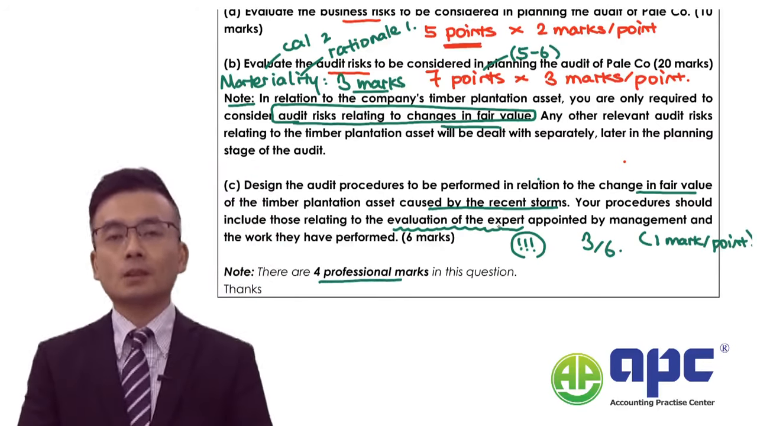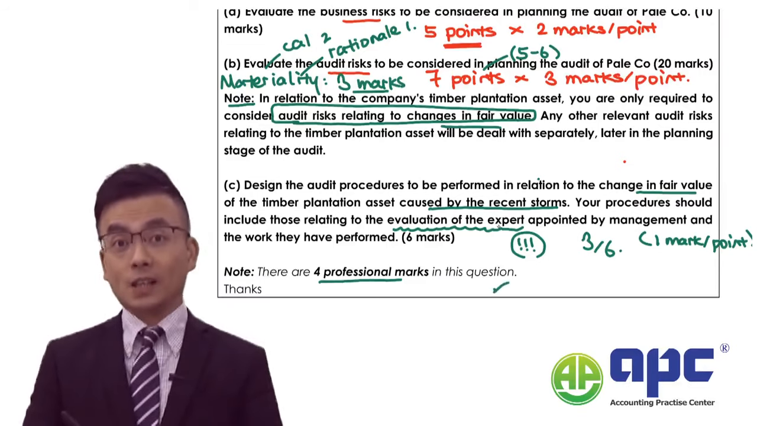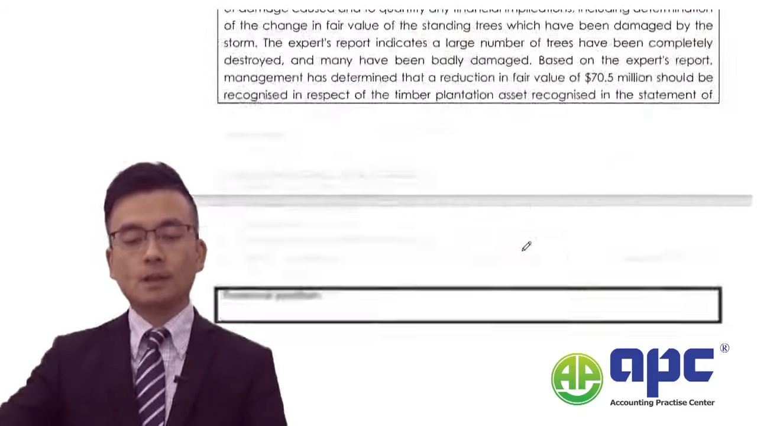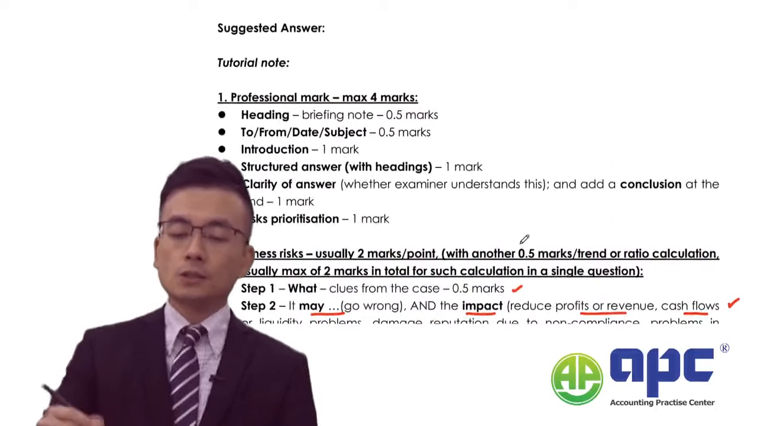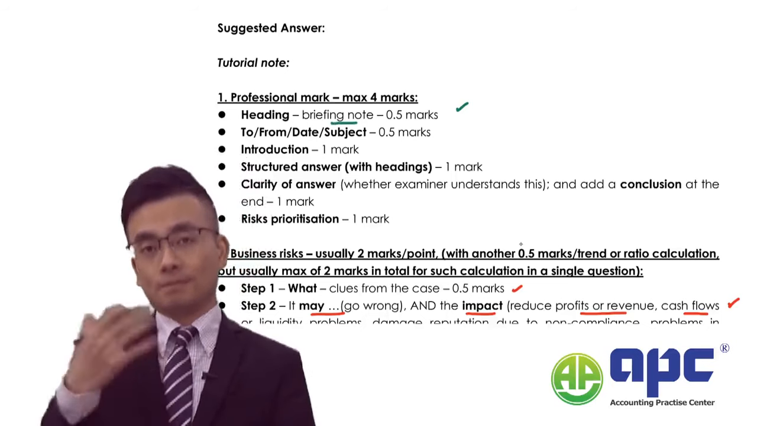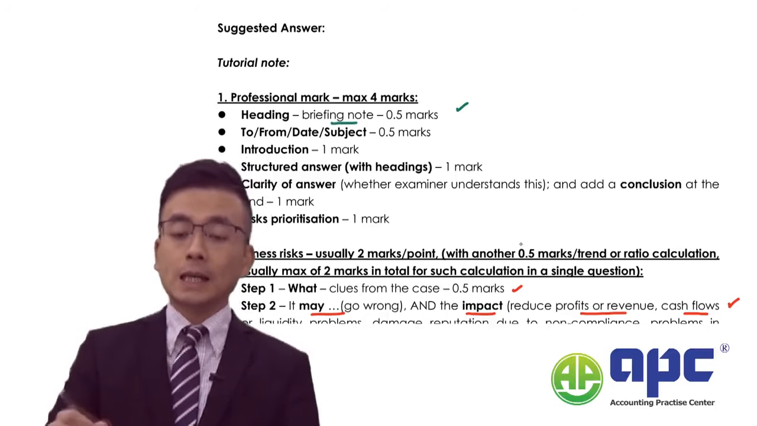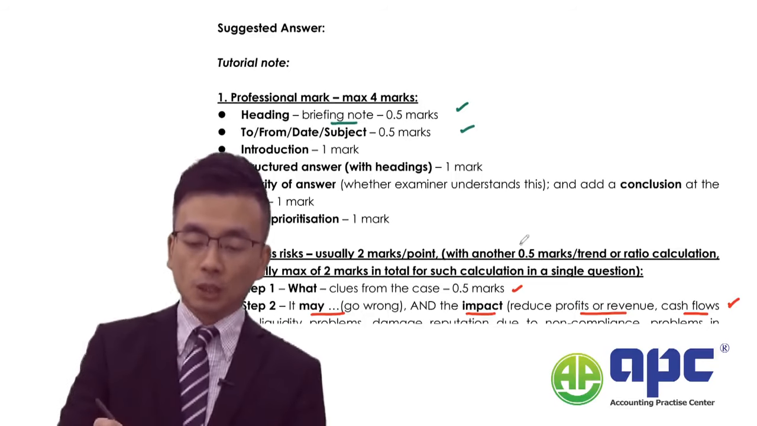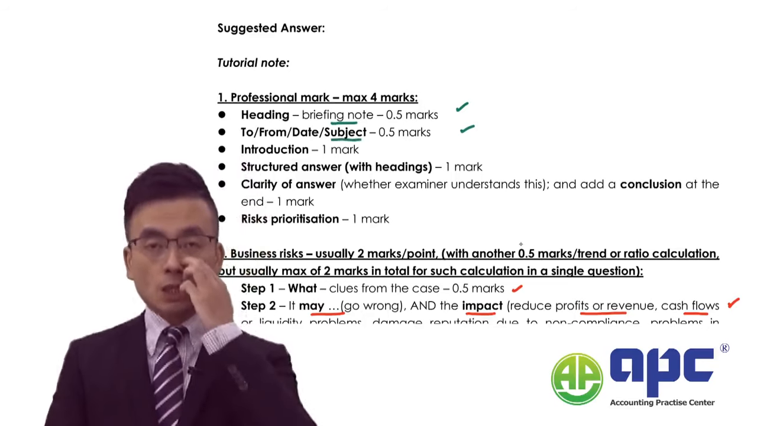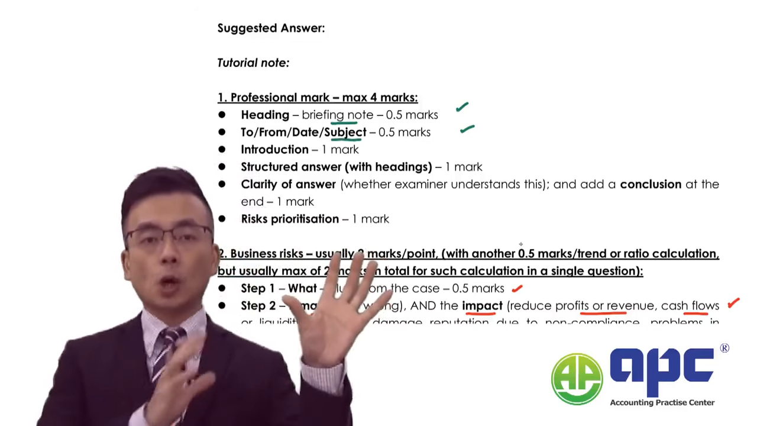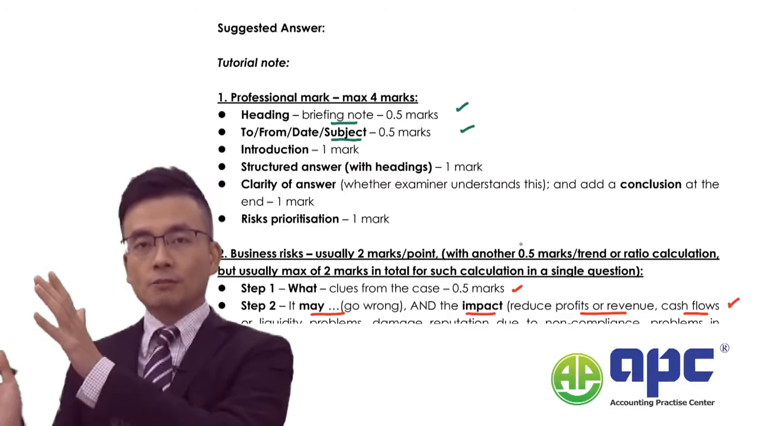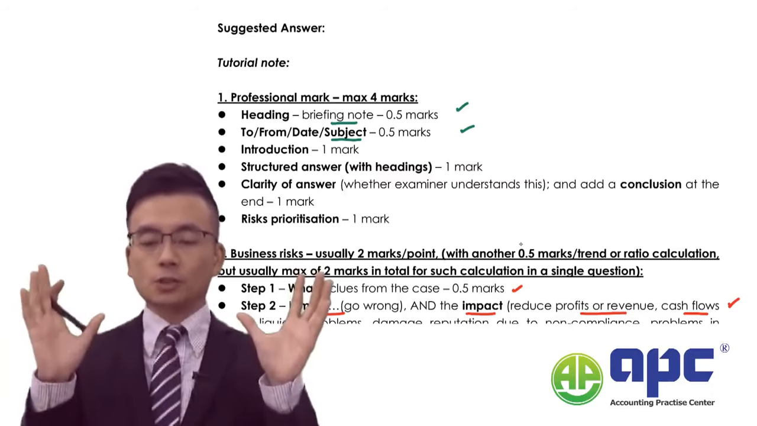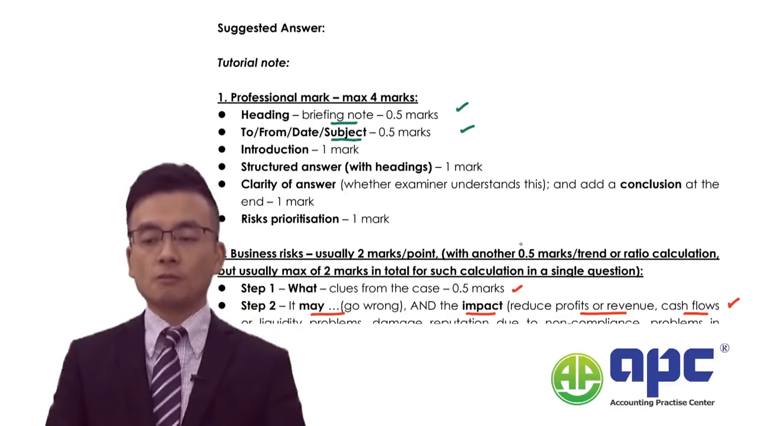Finally, 4 professional marks. We should get these marks in the exam, but how? Look at my answer here. As I said before, for the 4 professional marks, you need to have a heading saying that this is a briefing note, which constitutes 0.5 marks, and then 0.5 from the subject. For the subject, you can use keywords, for example, Part A, business risk, comma, audit risk, comma, procedures related to the fair value changes and so on. Okay, and that's all you can do. The subject is very important there, 0.5.